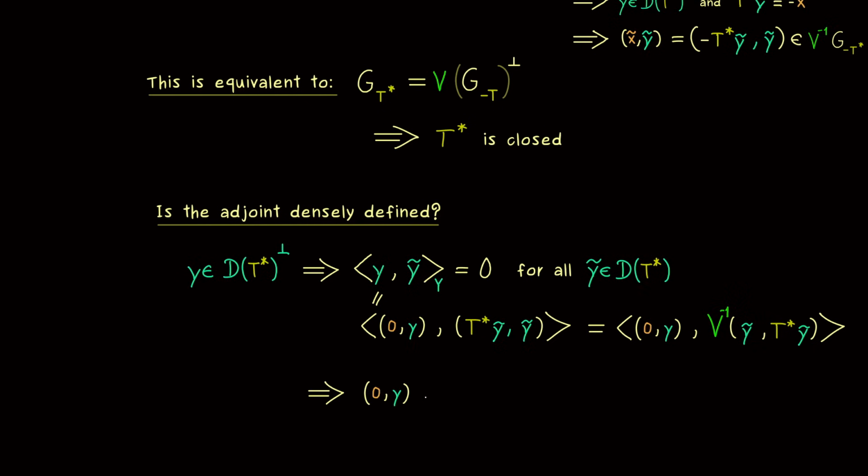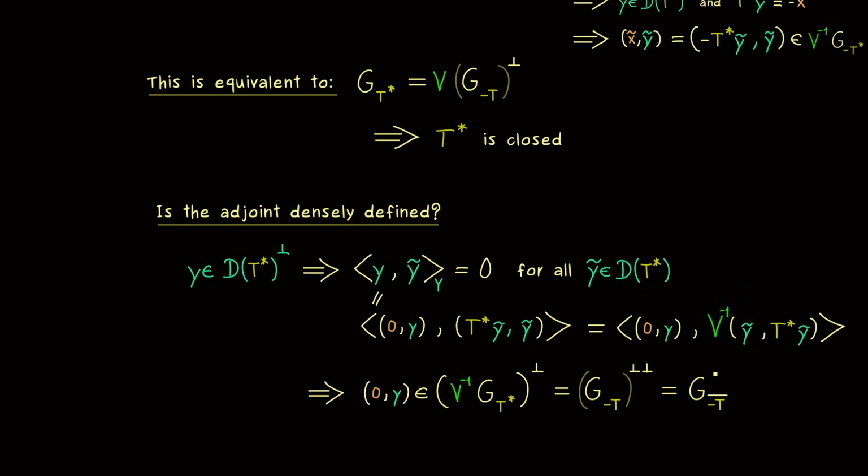Or to say it more precisely, (0, y) lies in the orthogonal complement of V to the power minus 1 times G(T star). And there we can just use what we already know of G(T star), namely it's V times this orthogonal complement. So actually we have a double orthogonal complement. And this is quite simple in a Hilbert space because it just gives us the closure of the subspace. And there we can finally use that T or minus T is a closable operator. And indeed here it does not matter if we have minus T or plus T, because it only matters that we have a graph of an operator here.